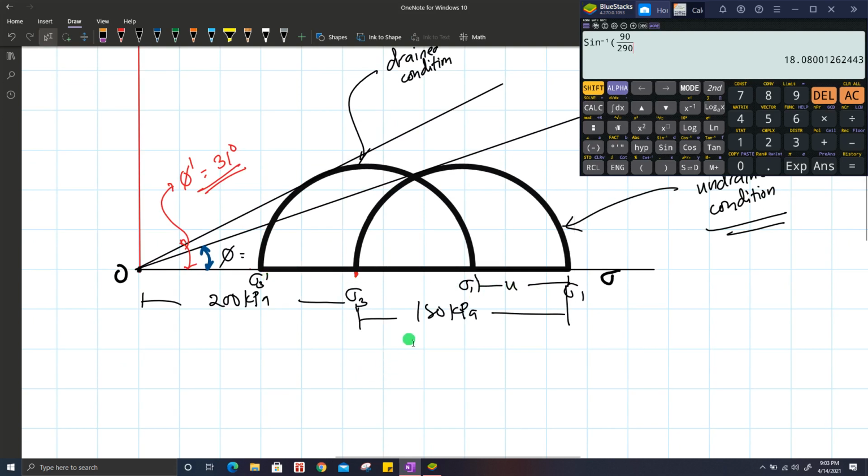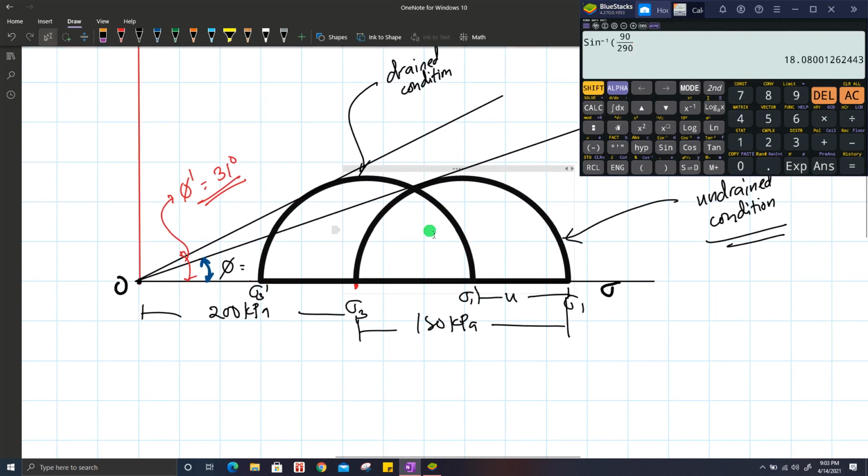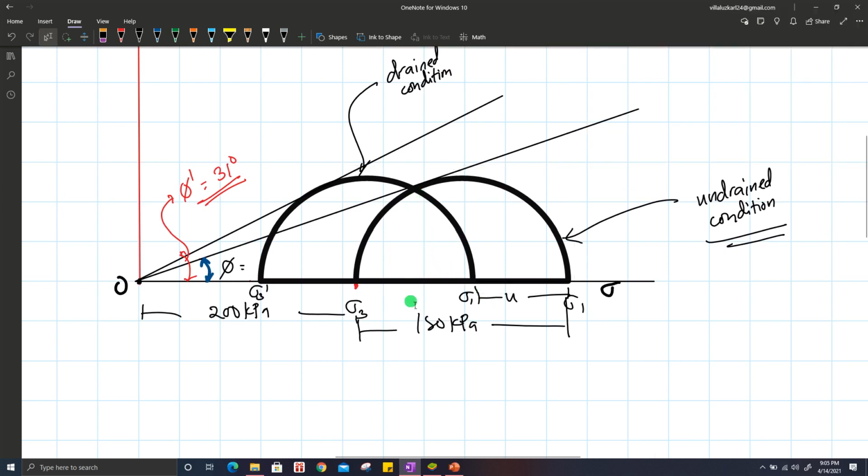So, paano natin mahanap yung U? So, sa drain condition, same circle din siya. Okay? Same circle ang magagawa natin. Okay? So, gawin natin, kunin natin tong radius ulit nito, which is, alam naman na natin na 90 to para sa drain condition.